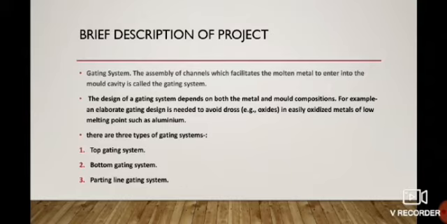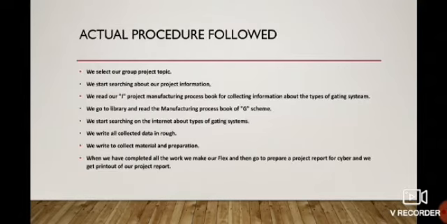Gating system: the assembly of channels which facilitates the molten metal to enter into the mold cavity is called the gating system. The design of a gating system depends on both the metal and mold composition. For example, an elaborate gating design is needed to avoid dross, for example oxides. In easily oxidized metal of low melting point such as aluminium, there are three types of gating system. First one, top gating system, second one is bottom gating system, and third one is parting line gating system.